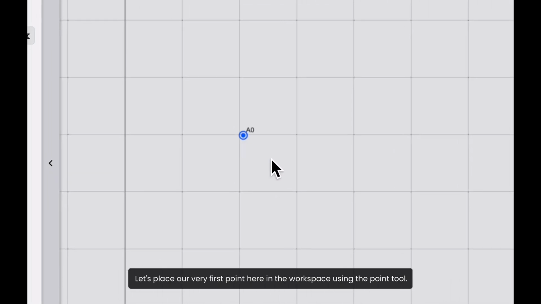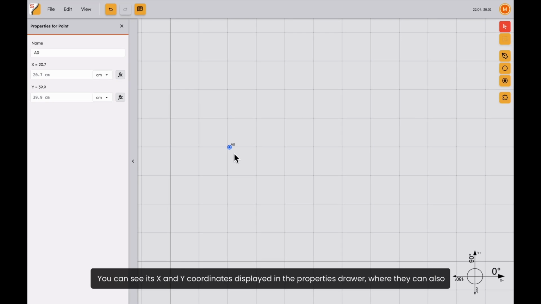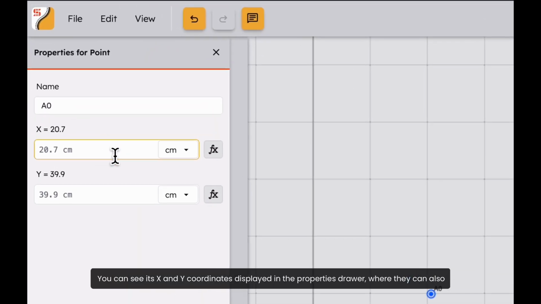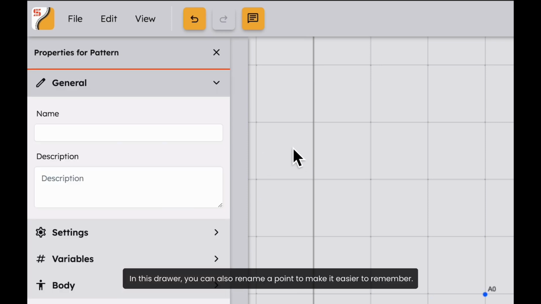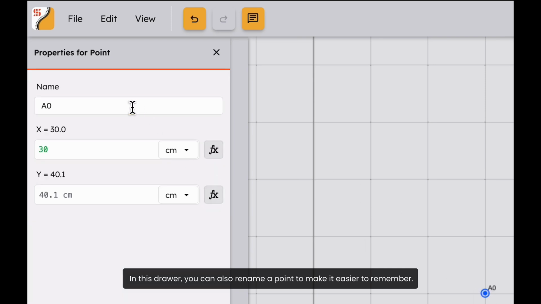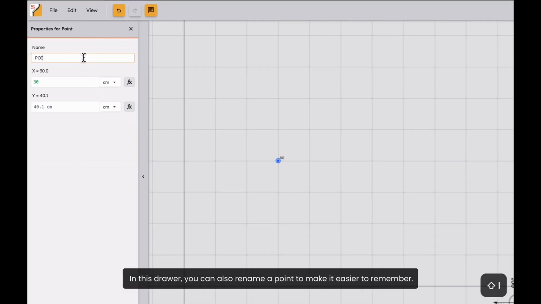Using the Point tool, you can see its X and Y coordinates displayed in the Properties drawer, where they can also be modified. In this drawer, you can also rename a point to make it easier to remember.